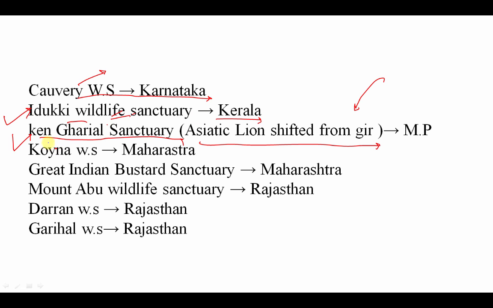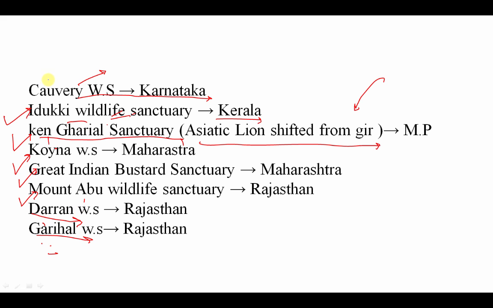Then another wildlife sanctuary is Koyna, which is in Maharashtra. Then Great Indian Bustard, as I told you, is the biggest wildlife sanctuary, and it is in Maharashtra. Mount Abu Wildlife Sanctuary is in Rajasthan. Dhar Wildlife Sanctuary and Gharial: both are in Rajasthan.